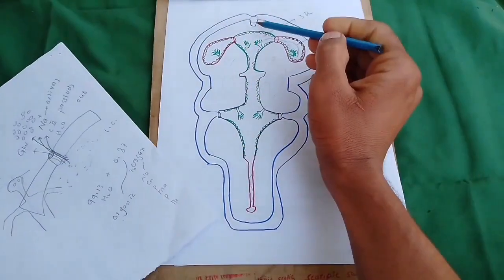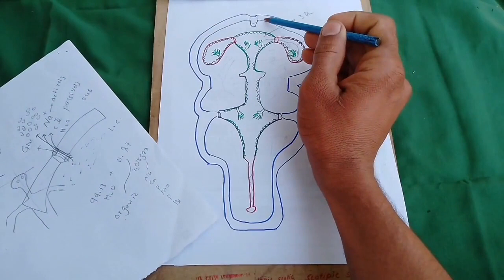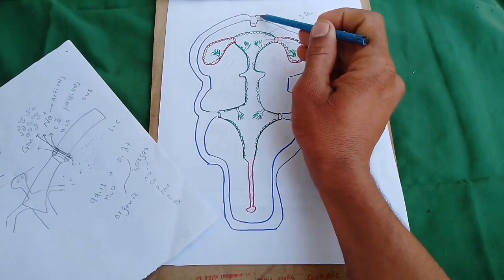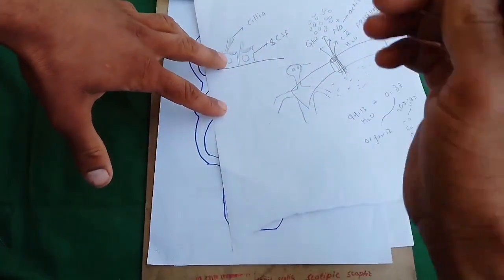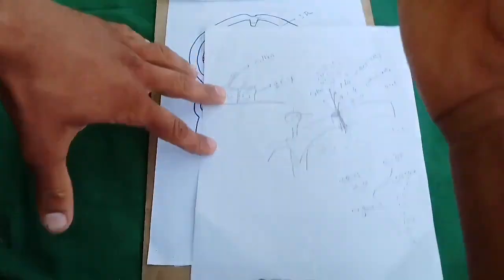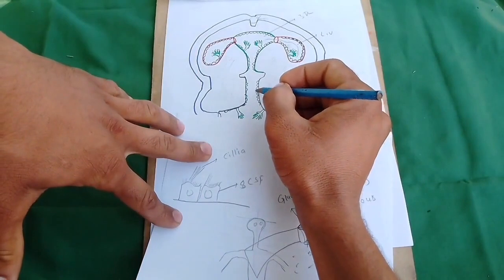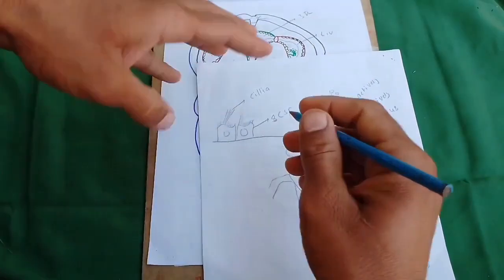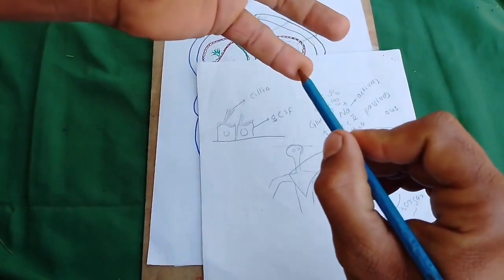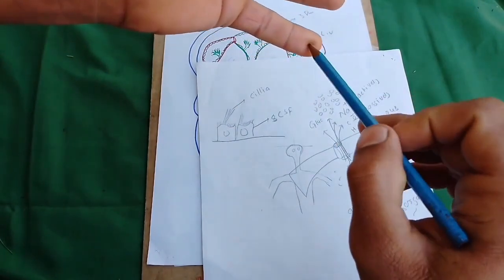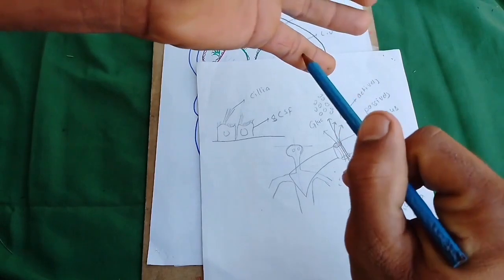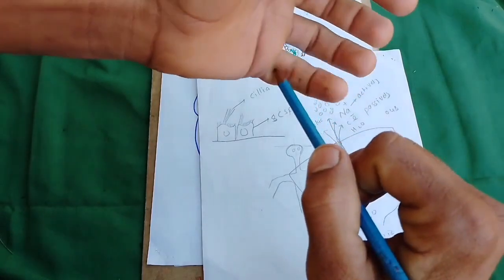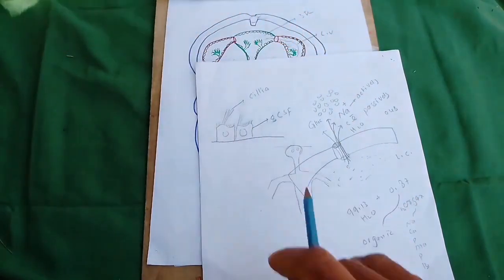So the cerebrospinal fluid is drained here, but the ependymal cell also has the ability to reabsorb the cerebrospinal fluid from this ventricle. So this is the third function of the ependymal cell. Ependymal cells help in the reabsorption of the cerebrospinal fluid, production of the cerebrospinal fluid, and circulation of the cerebrospinal fluid.